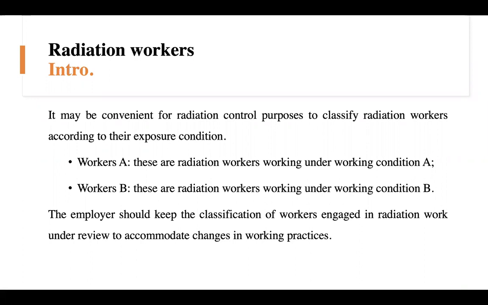Worker class A are radiation workers working under working condition A, and B under working condition B. So A is the worker who will be exposed to more than, or exceed, 3/10 of the annual dose. The employer should keep the classification of workers engaged in radiation work under review to accommodate changes in the working practice.